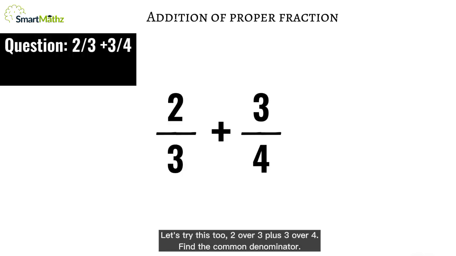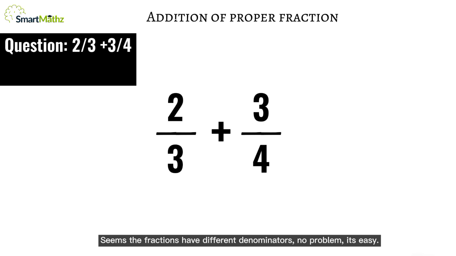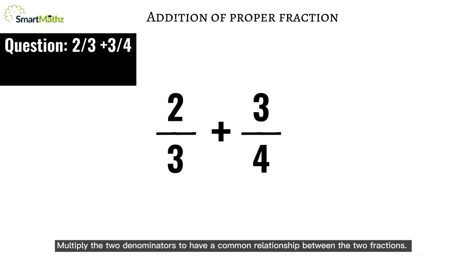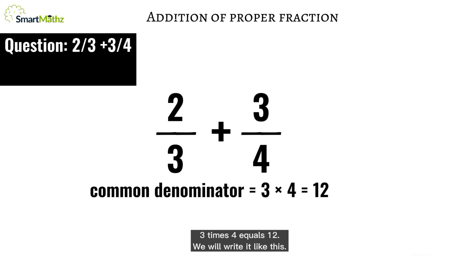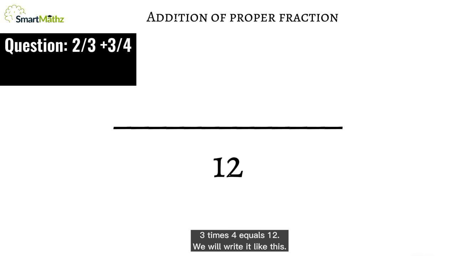Let's try this too: 2 over 3 plus 3 over 4. Find the common denominator. Since the fractions have different denominators, no problem, it's easy. Multiply the 2 denominators to have a common relationship between the 2 fractions. 3 times 4 equals 12. We will write it like this.